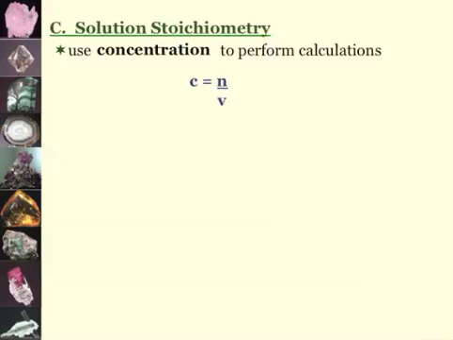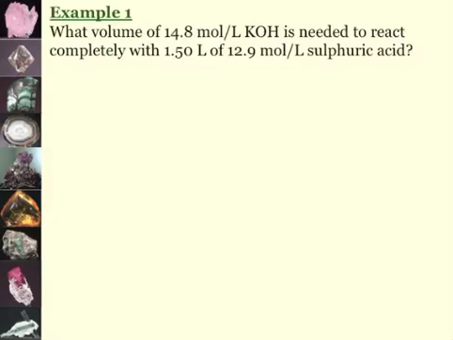If we compare that to solution stoichiometry, here we need to use our concentration to perform our calculations, which, as we should all know, C equals n over V. So an example here is what volume of 14.8 mole per liter potassium hydroxide, KOH, is needed to react completely with 1.5 liters of 12.9 molar sulfuric acid.